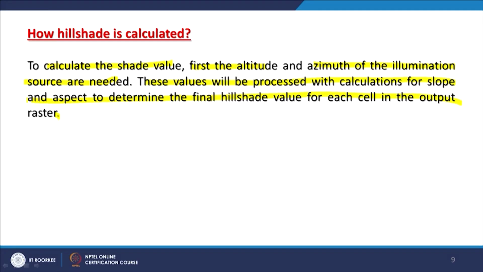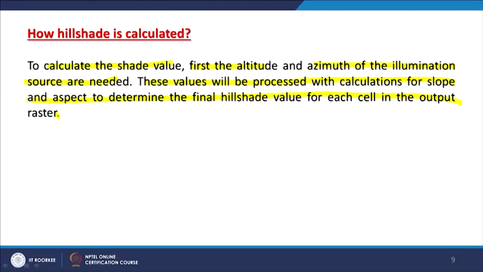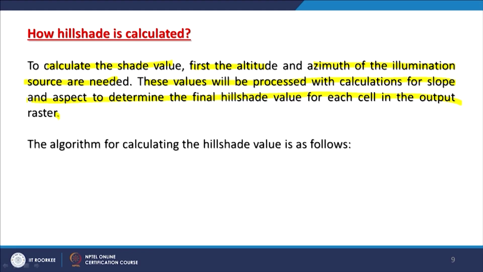If you are using a TIN and creating a hillshade, because a TIN by itself carries slope and aspect, this hillshade product will be created very quickly. Whereas in the case of a typical raster, in the background it will calculate slope and aspect, and based on that the hillshade values will be calculated.